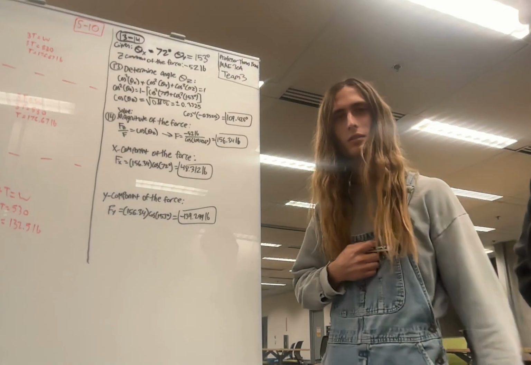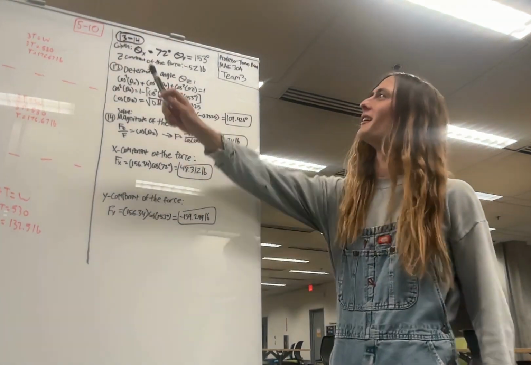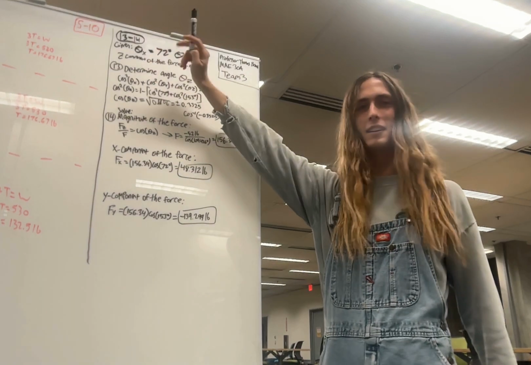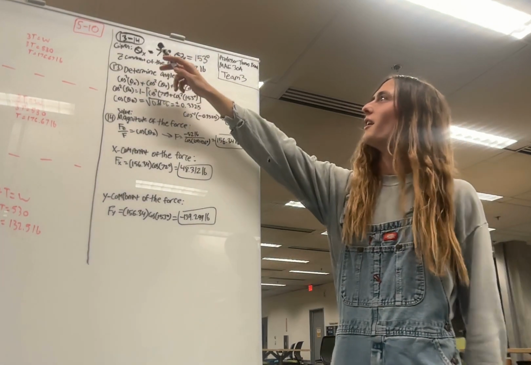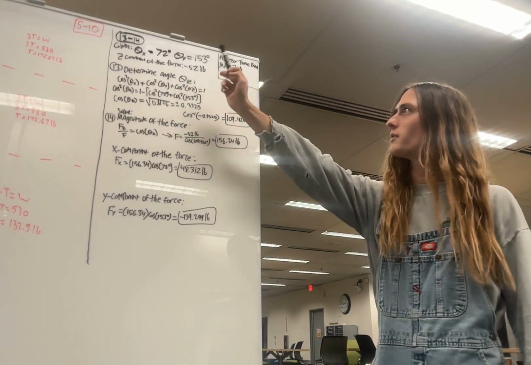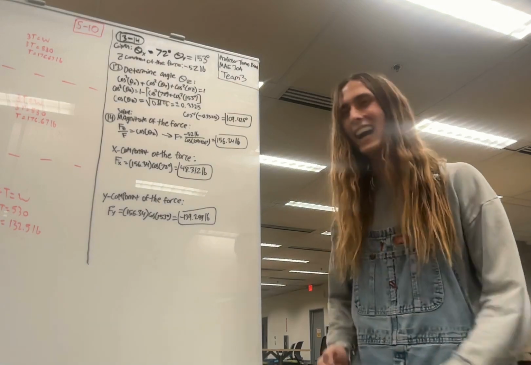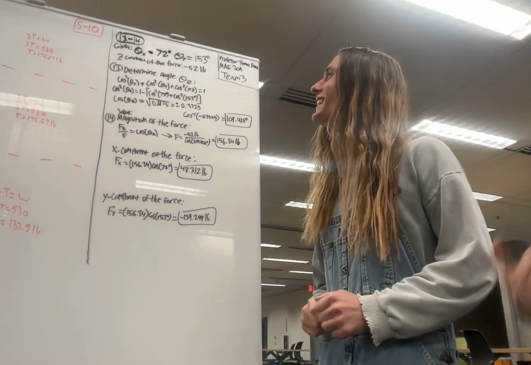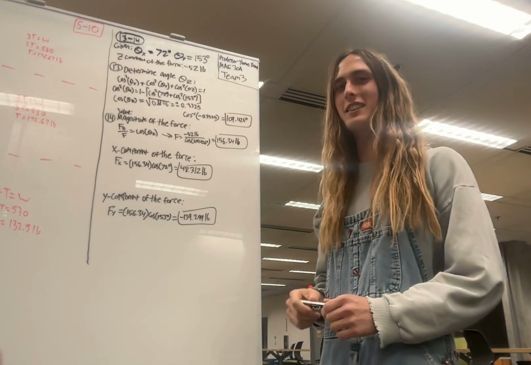My name's Thomas Brandt, Group 3. I'm presenting questions 13 and 14. It's a 2-parter. We're given theta x is equal to 72 degrees, and theta y is equal to 153 degrees. And then we have a z component of the force that is negative 52 pounds.